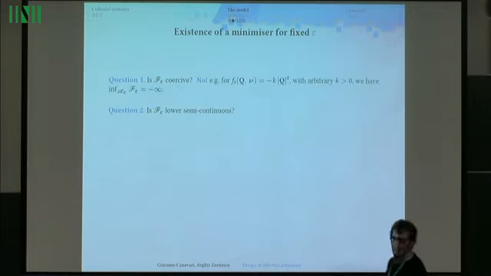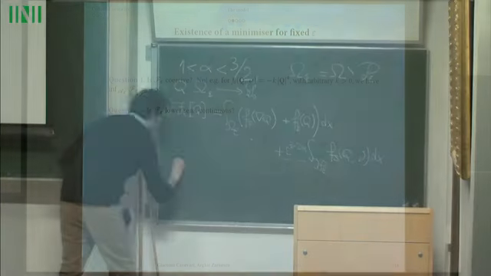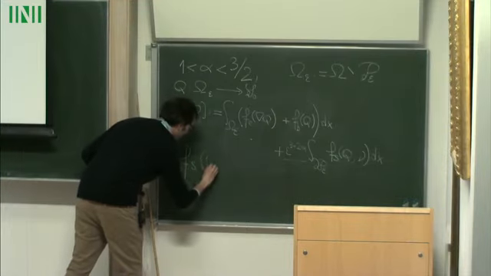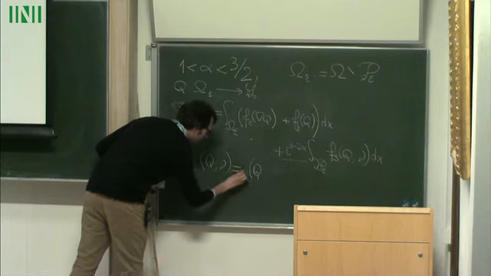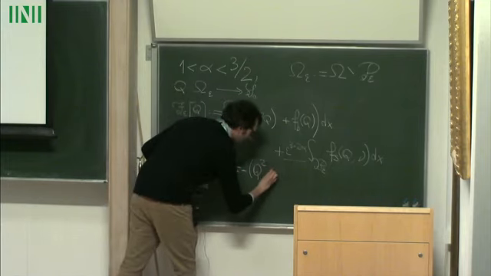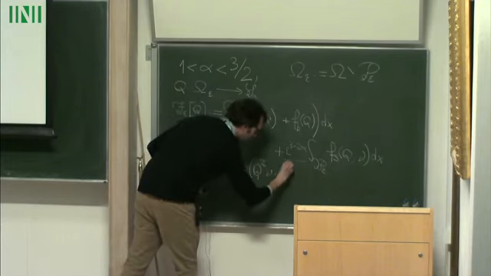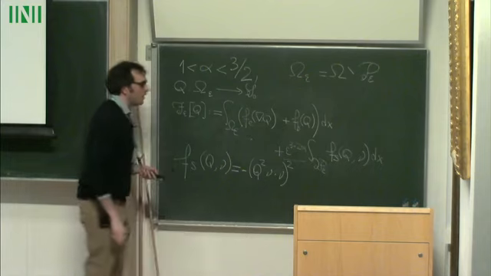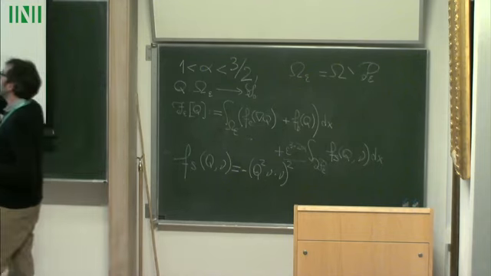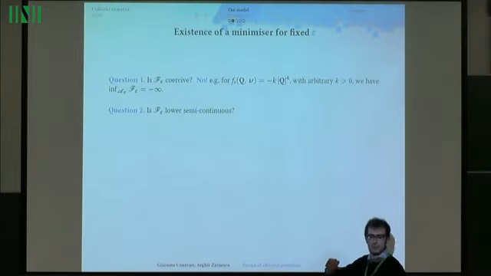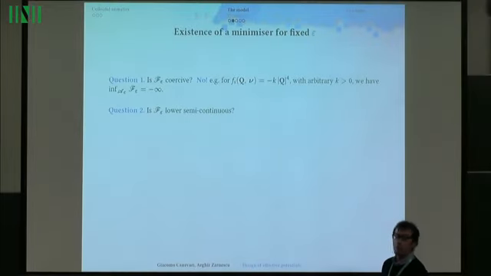This functional, if I choose f, for instance, of this form, quartic and negative, the functional will not be coercive anymore. In fact, it will be unbounded from below. So there cannot be global minimizers. And it will not be lower semi-continuous either.